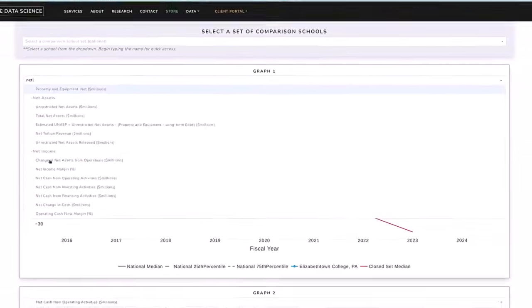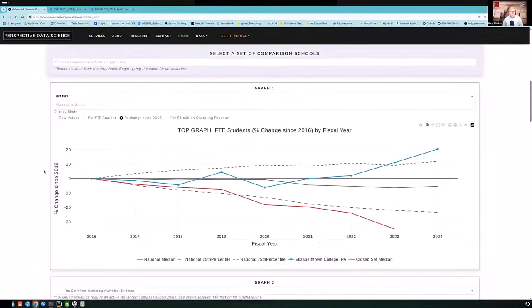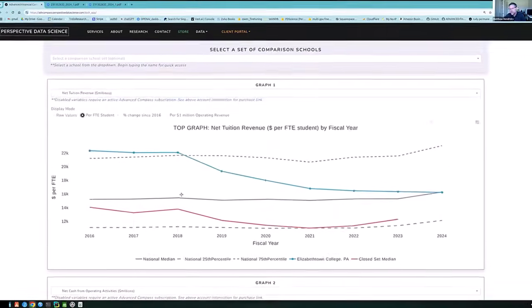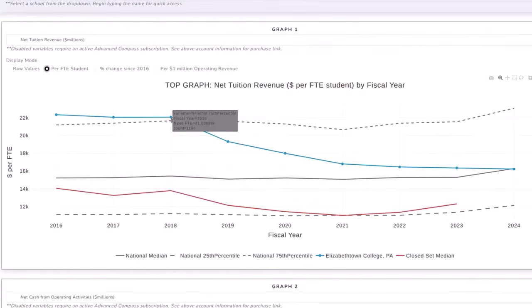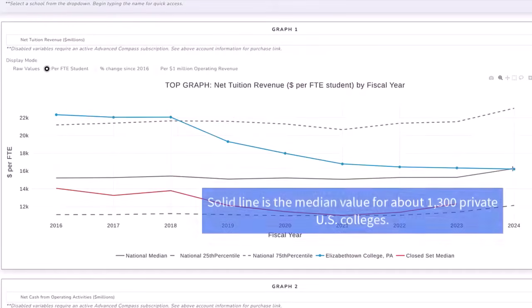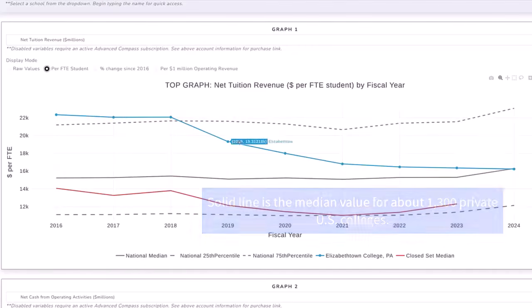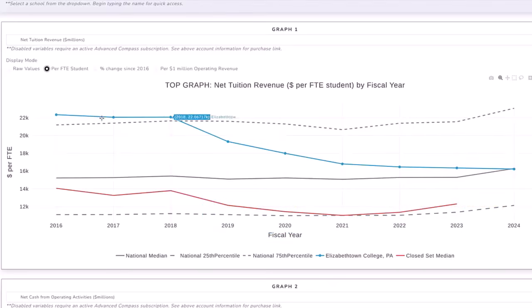I was going to ask about that. Net tuition revenue per student, yeah, there's a sharp decline here. It used to be a pretty expensive school. Now it's about average, 16K. That's interesting. But enrollment spiked too, so maybe the price might have been too high back here, to be honest.